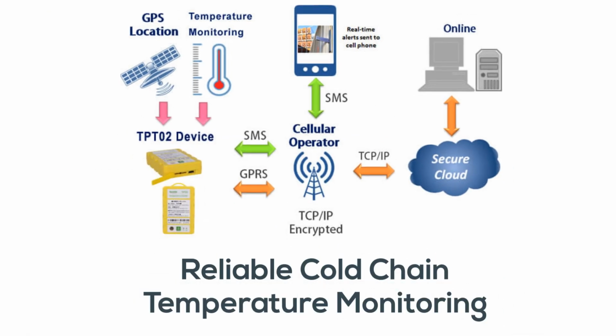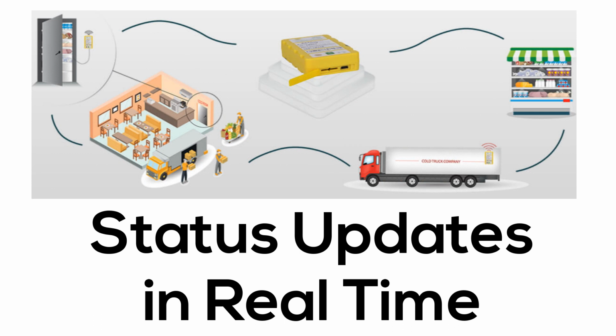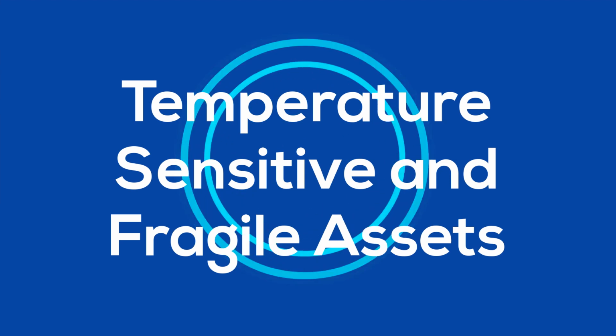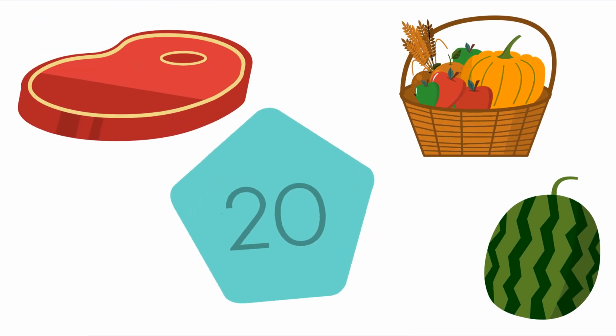The TPT-02 Real-Time Temperature Monitoring Device offers reliable cold chain temperature monitoring that not only tracks the condition of your vehicle's contents, but also shows you status updates in real time. It ensures the safety of temperature-sensitive and fragile assets like frozen meats, fruits, vegetables, pharmaceuticals, etc.